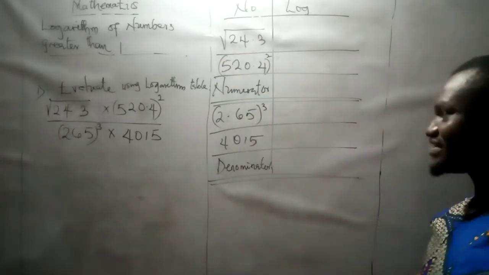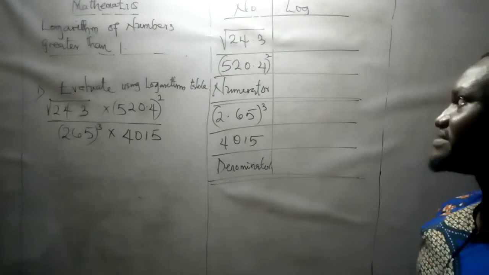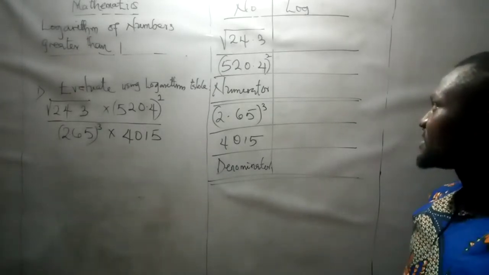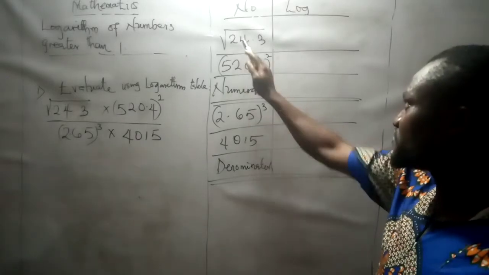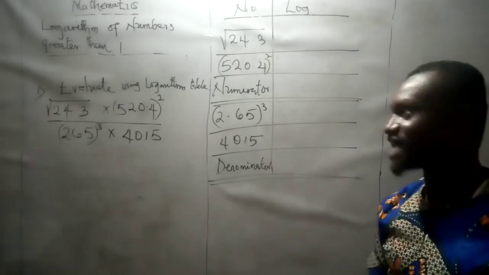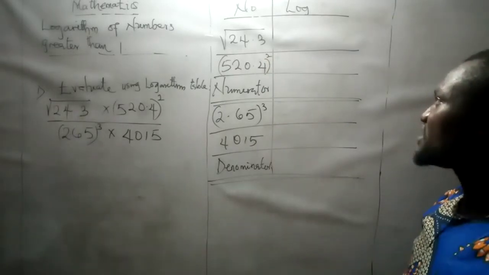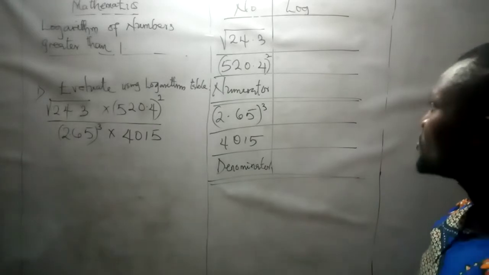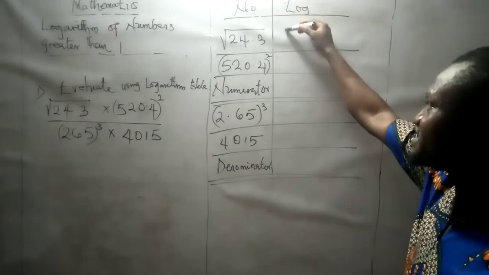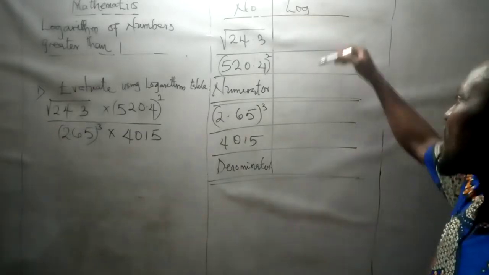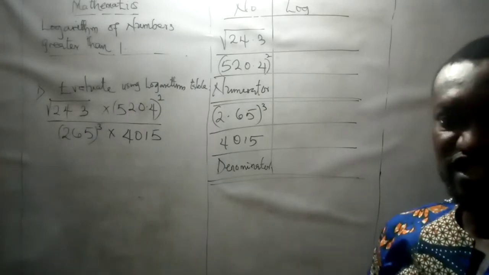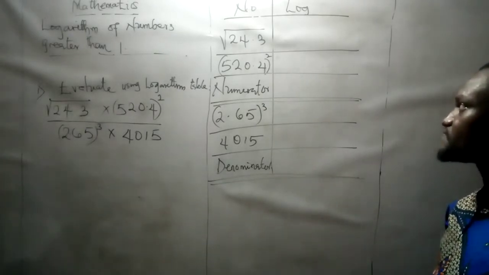First, we need to get the characteristics. And the characteristics is the integer part. Like this very number, we have 24 as the integer part, while we have 3 as the decimal part. Now, whenever you are working on the logarithm, the characteristics becomes the integer part, while you now have the decimal part as the mantissa. And the mantissa is the one we will now work out with the use of our logarithm table.